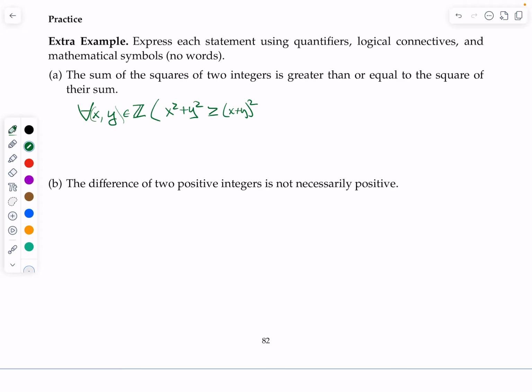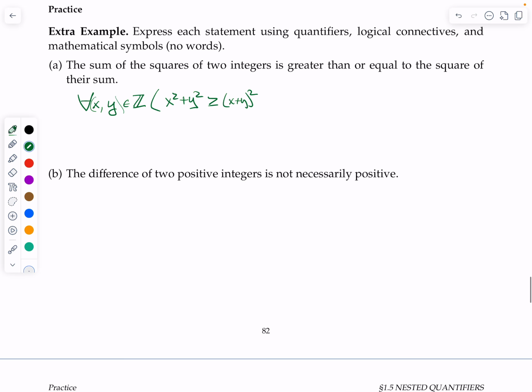That is not a true statement, by the way. You can pick two integers, 1 and 2. 1 squared is 1, 2 squared is 4. 1 plus 2, squared, is 9. The triangle inequality says the opposite. It says that it's less than or equal to. Anyway, getting back to this, the difference of two positive integers is not, so this is not true.